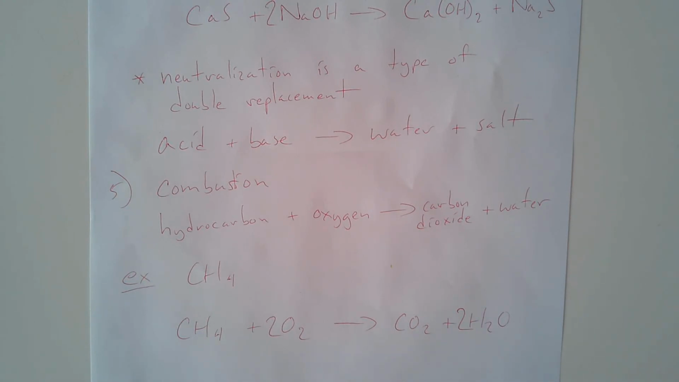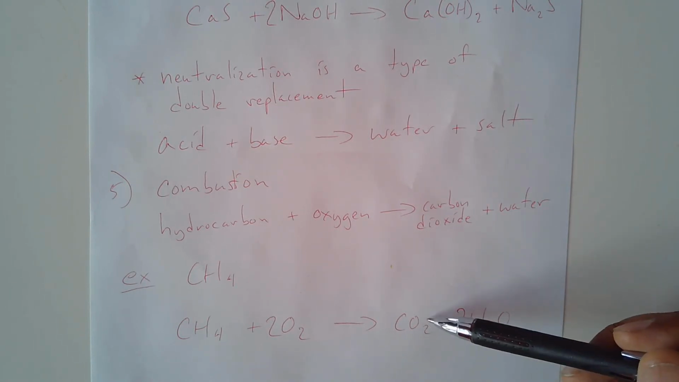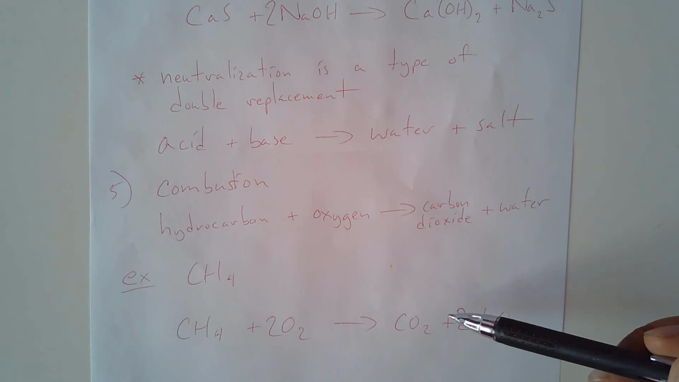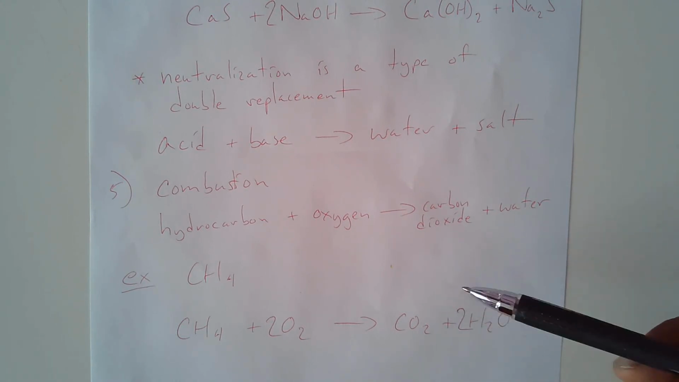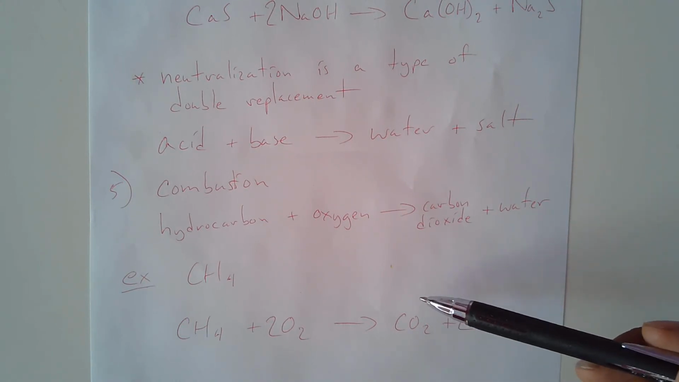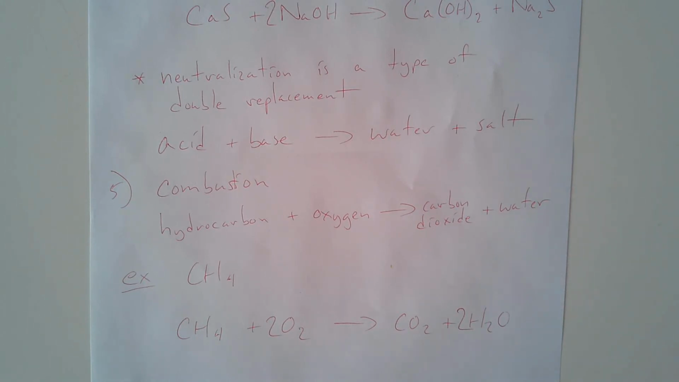Now, it says here hydrocarbon, but suppose the hydrocarbon also had a sulfur attached to it, then in addition to CO2, you'd also get SO2. If it had a nitrogen attached, then in addition to CO2, you'd also have NO2. So it's the same idea. You can have additional products if there's a sulfur or if there's a nitrogen present.